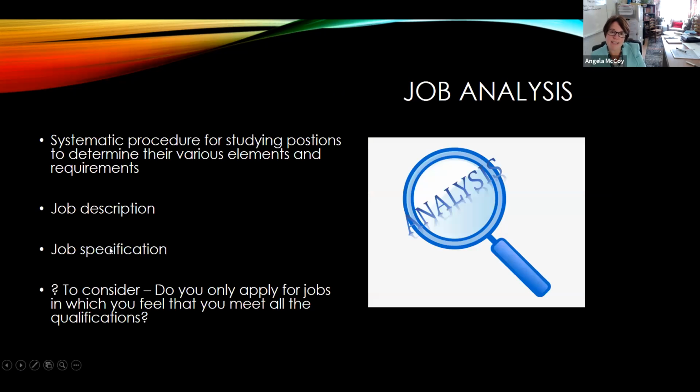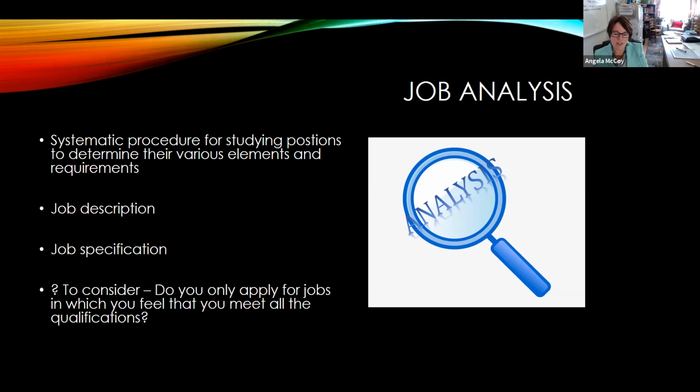The job analysis. So job analysis is a systematic procedure for studying positions to determine their various elements and requirements. The job analysis for a particular position typically consists of two different parts, a job description and a job specification. A job description is a list of all the elements that make up that particular job. You can see figure 9.1 in your text for this.